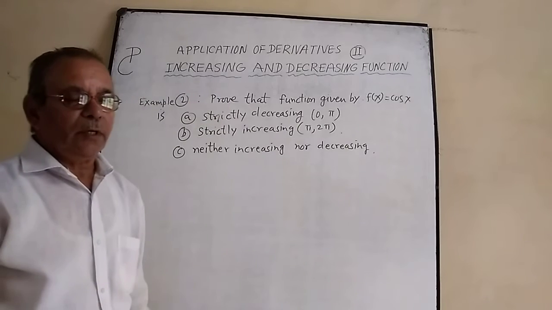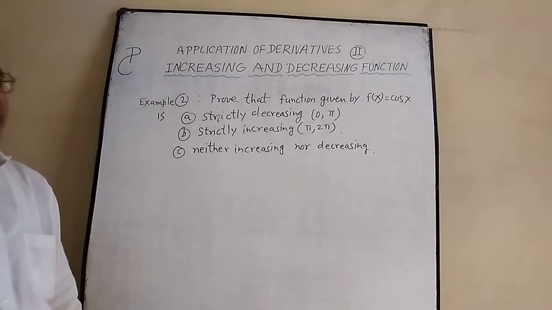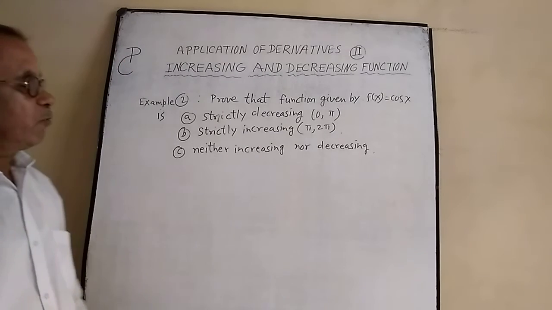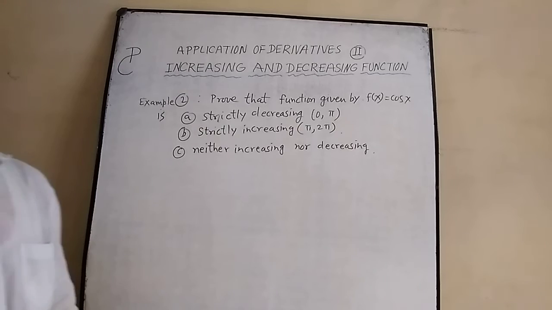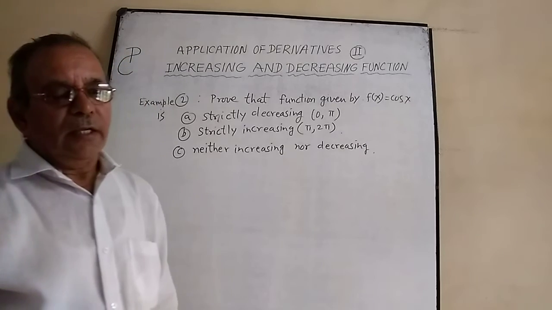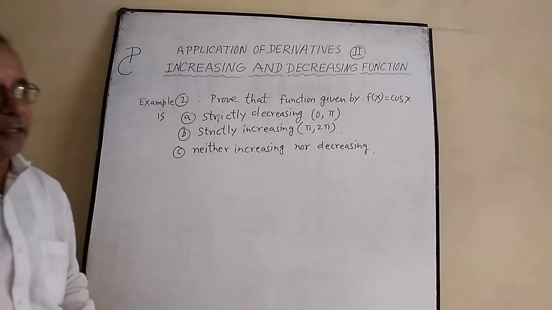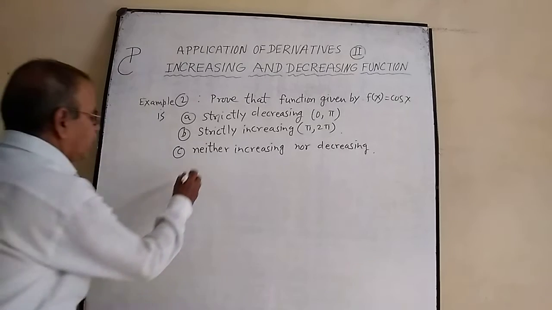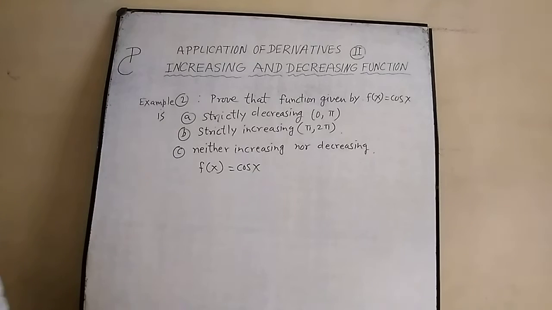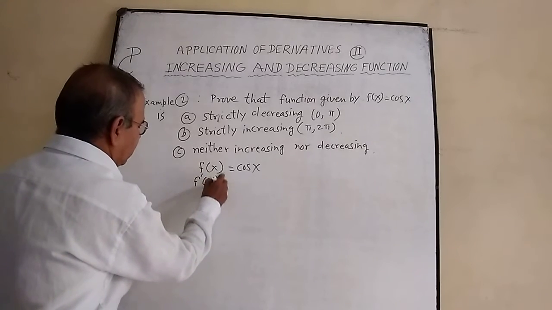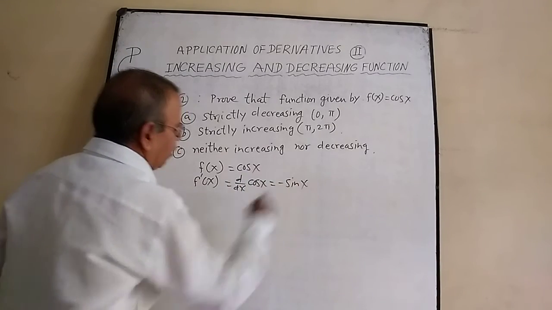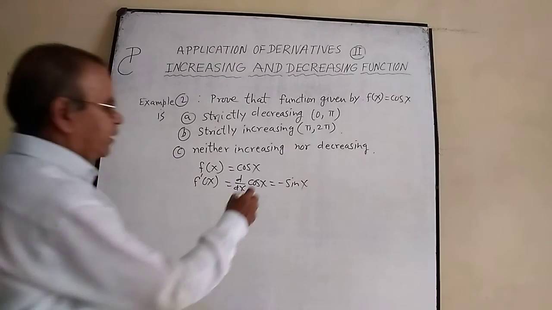In the second example, prove that the function given by f(x) = cos x is strictly decreasing from 0 to pi and strictly increasing from pi to 2 pi. And the third case, neither increasing nor decreasing. Here, for increasing and decreasing functions, we first of all have to differentiate the function. f(x) is equal to cos x, so f dash x is equal to d by dx of cos x, which is equal to minus sin x.